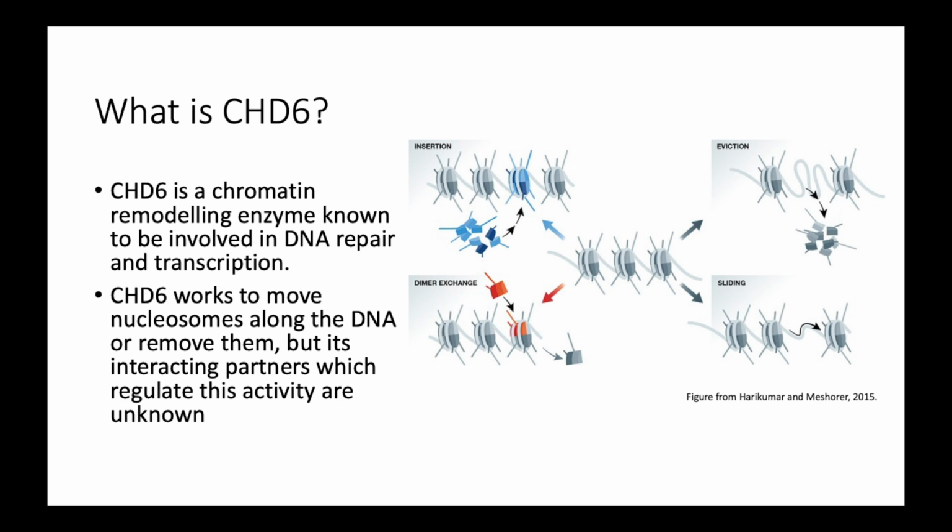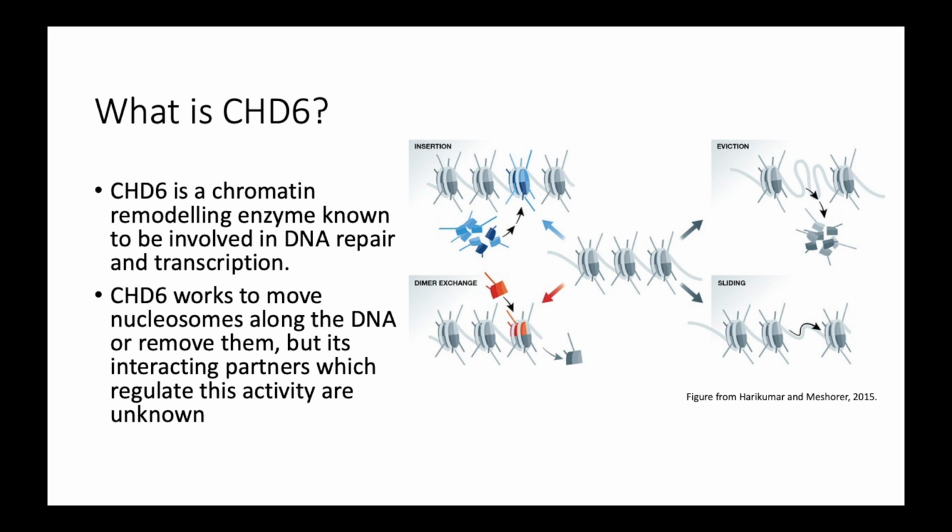CHD6 is a chromatin remodeling enzyme known to be involved in DNA repair and cancer driver genes. CHD6 works to move nucleosomes along the DNA or remove them entirely. This sliding activity of CHD6 exposes DNA, allowing it to be transcribed or repaired depending on cellular context. This process is depicted by this figure, where histones can be inserted, evicted, exchanged, or slid along the DNA.